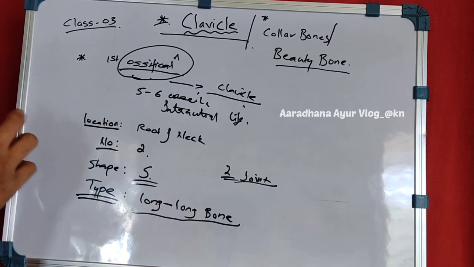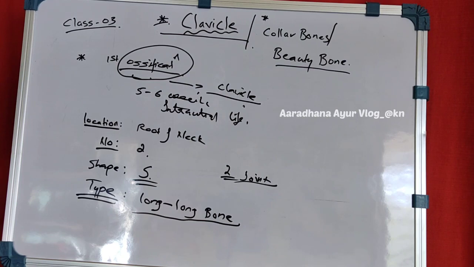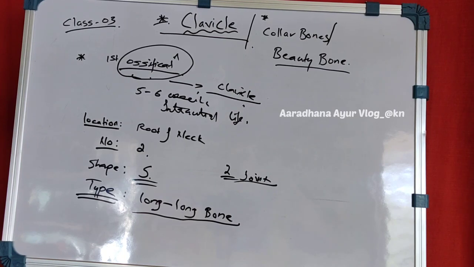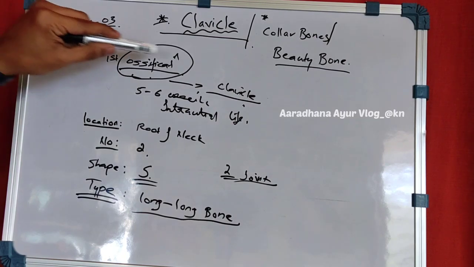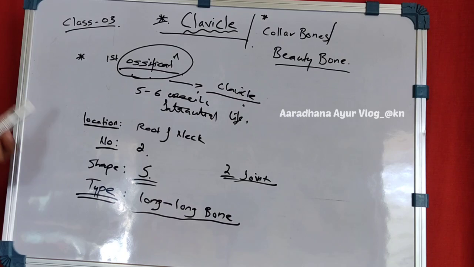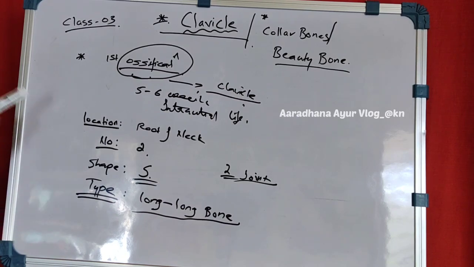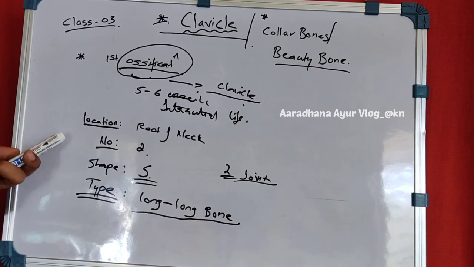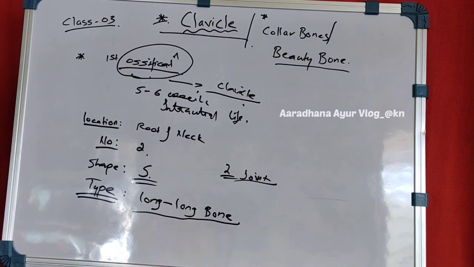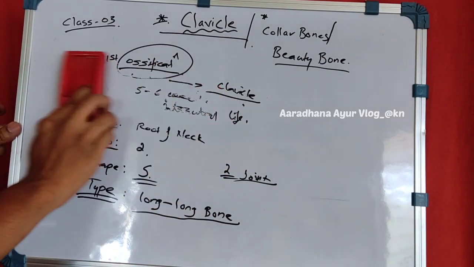So these were some of the points. The first ossification, the first formation of the bony substance, starts from the clavicle. It is S-shaped, a long bone, 2 in number, and located in the root of the neck.